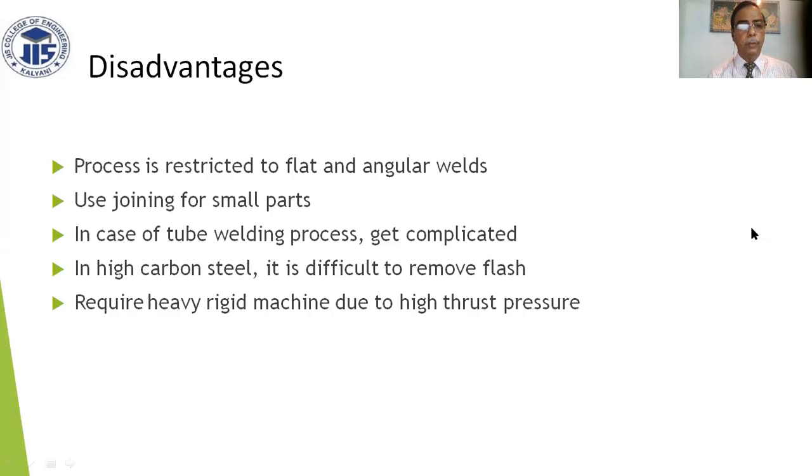Disadvantages: the process is restricted to flat angular welds and is used for joining small parts. In the case of tube welding, the process gets complicated. In high carbon steel, it is difficult to remove flash, and it requires a heavy rigid machine due to the high thrust pressure.